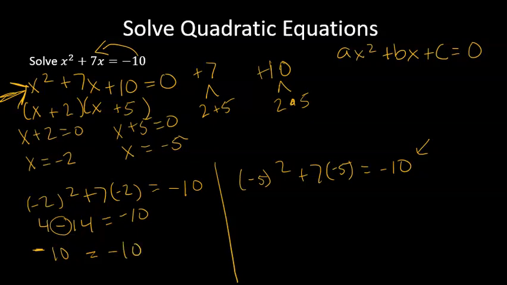If I bring down anything on the right side of that equal sign, it also is a -10. So this is correct, right? It equals out, so this we know is right. Let's try the other one.